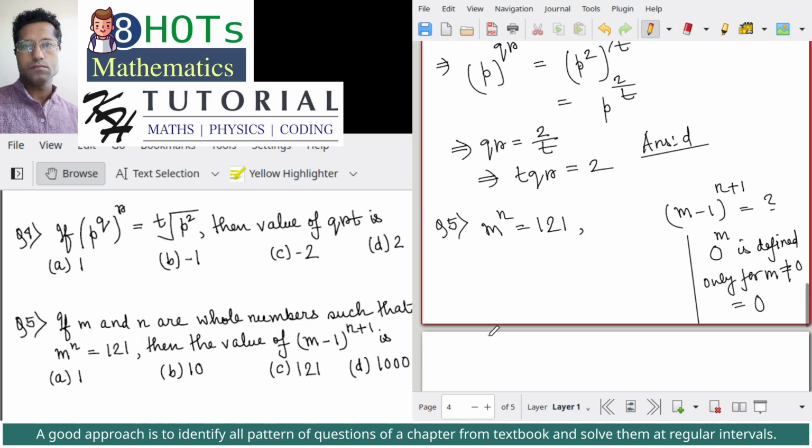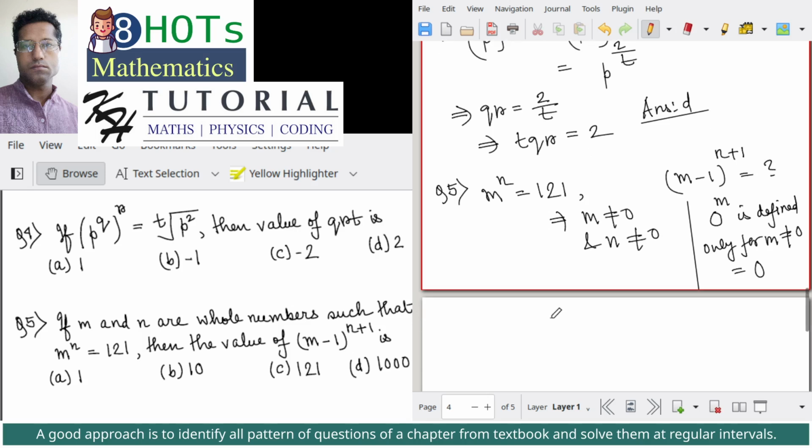Now, definitely n is also not 0, because if m is 0... so this implies that m is not equal to 0, and n is also not equal to 0, because if n is 0, then m to the power 0 will become 1, but it is given that m to the power n is equal to 121.